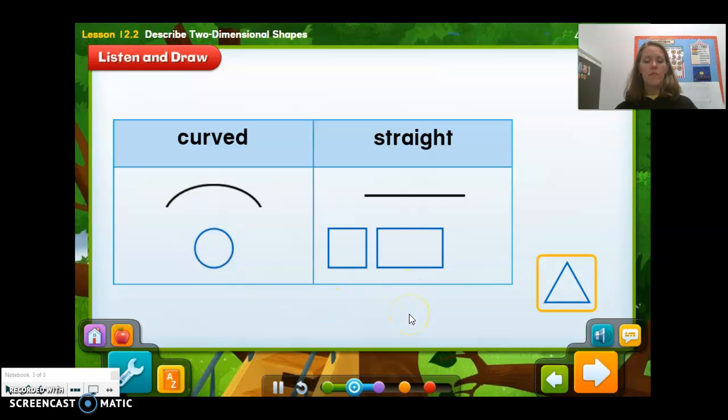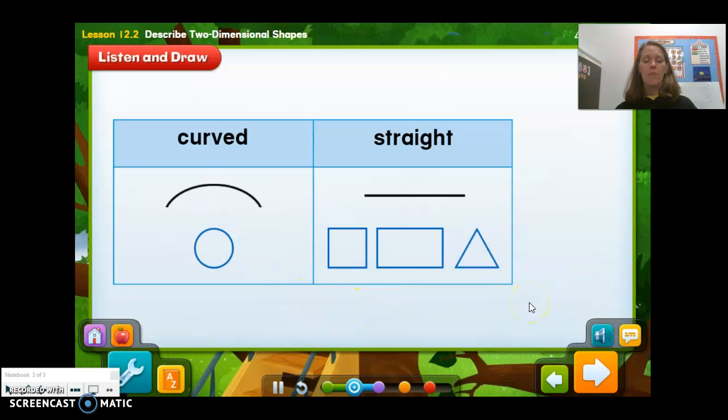Finally, try placing the triangle. Does the triangle have curved sides or straight sides? Because the triangle has straight sides, drag the triangle to the straight column. So again, like I said, hopefully you knew that before they said the answer. You could pause and do it yourself too.